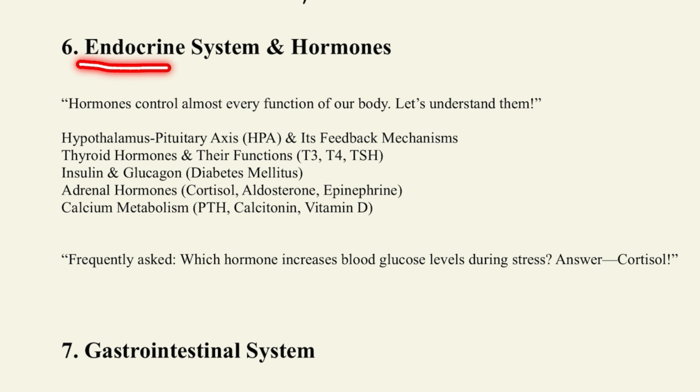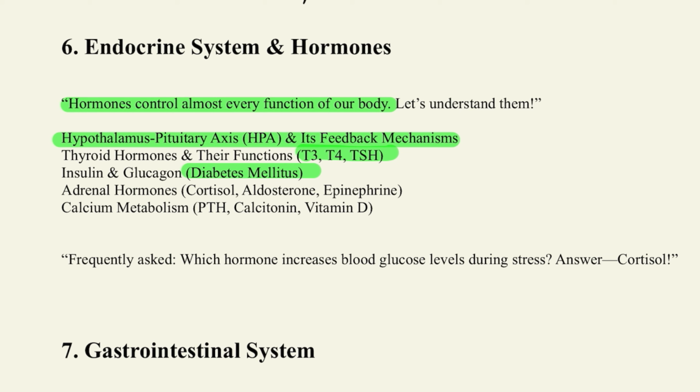Now move to another topic, that is endocrine system and hormones. Hormones control almost every function of our body. So let's understand them. First one is hypothalamus-pituitary axis. After that, thyroid hormones and their functions like T3, T4, TSH, insulin and glucagon. Most important topic is diabetes mellitus. Then adrenal hormones: cortisol, aldosterone, epinephrine. Then calcium metabolism, that is PTH, calcitonin, and vitamin D.